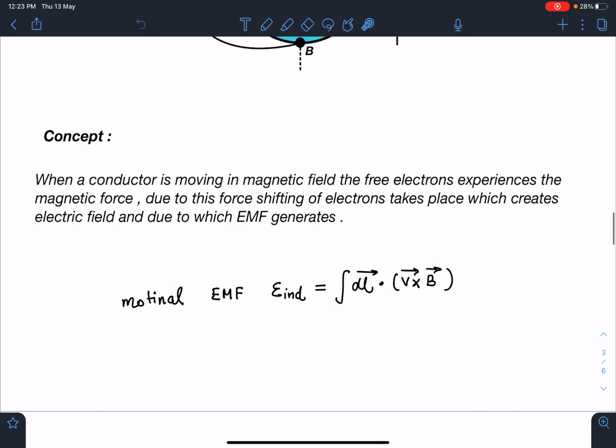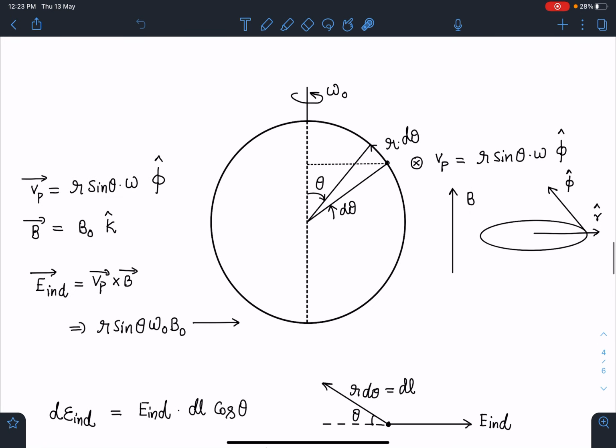Alright, so concept wise we can say when a conductor is moving in a magnetic field, the free electrons of the conductor will experience the magnetic force, and due to this magnetic force the shifting of electrons takes place, and finally an equilibrium will be reached. And this shifting of electrons creates an electric field, due to which EMF generates. Right, so it is a classic case of motional induced EMF. So induced EMF due to motion I can write as integral dl dot v cross B, where v cross B is the induced electric field part which generates the EMF. So here this is the situation.